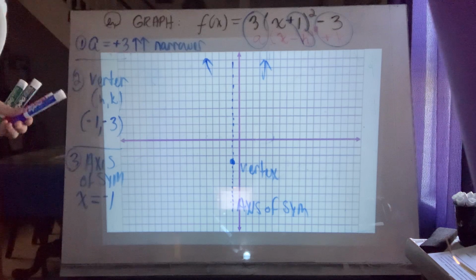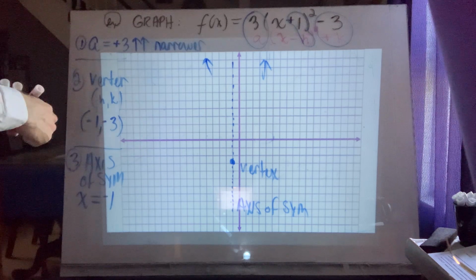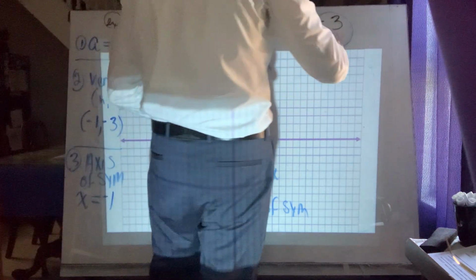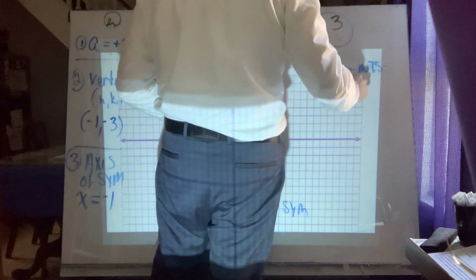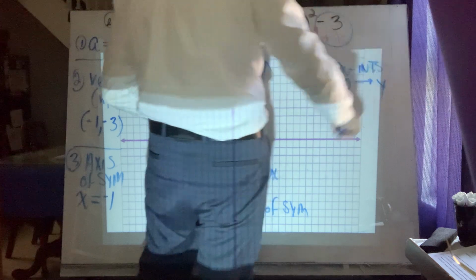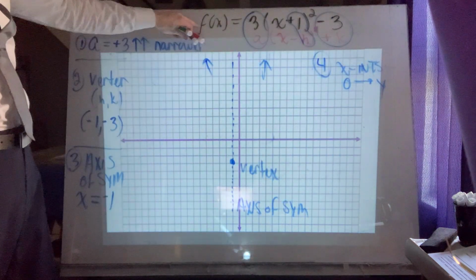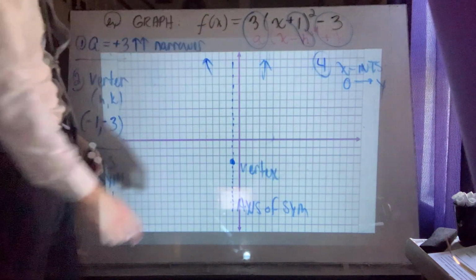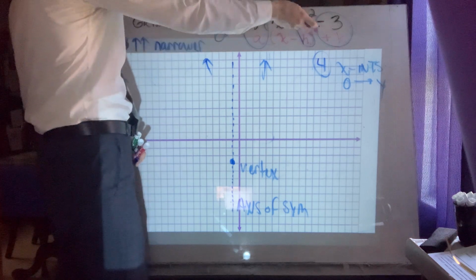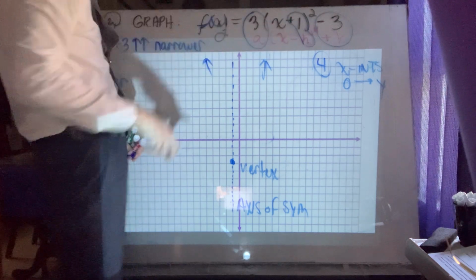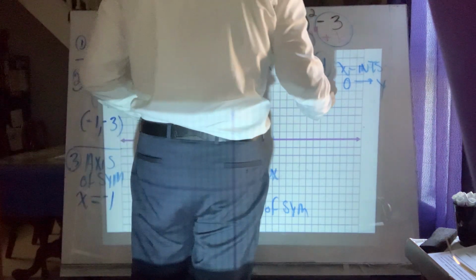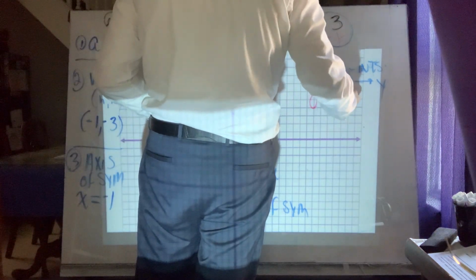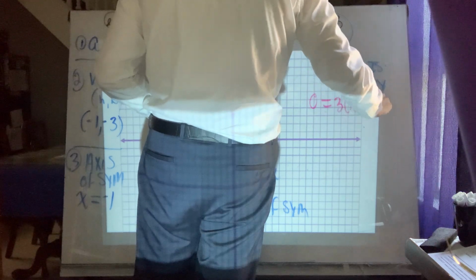Then the X-intercepts. I'm a little short on space. Remember, for the X-intercepts you're going to stick 0 in place of y. It's in function notation, but if you just call this y equals that, then you would park a 0 here. So 0 is equal to 3 times x plus 1 squared minus 3.